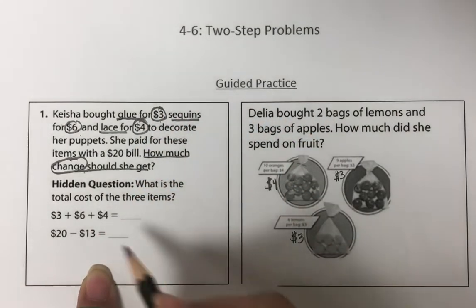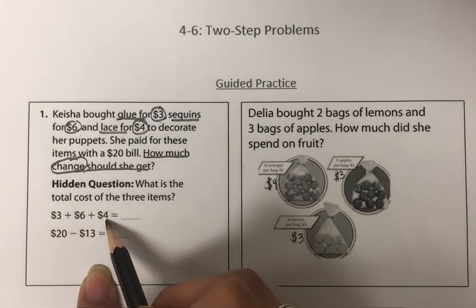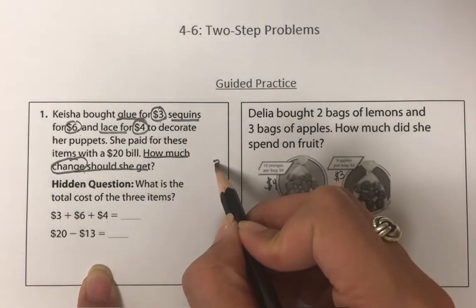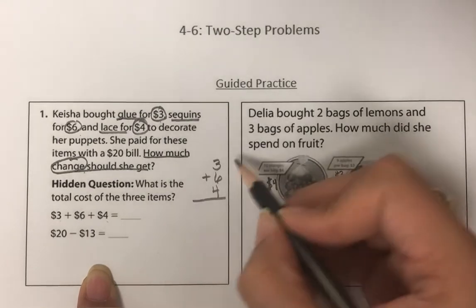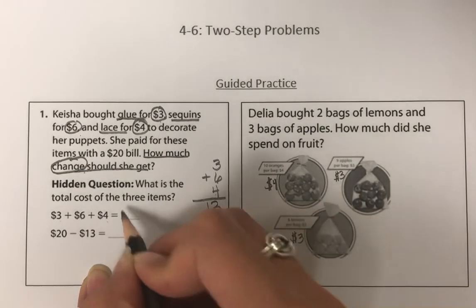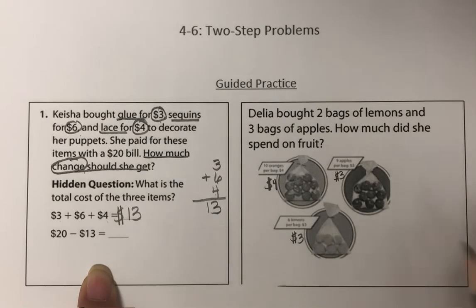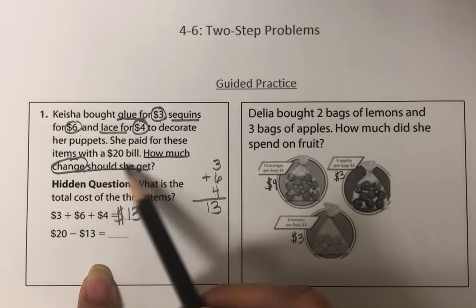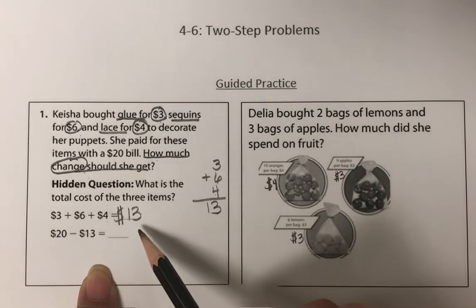So step 1, we need to add 3 plus 6 plus 4. Three plus 6 plus 4 is 13. 13 is our total amount. Now that's not the answer to the amount of change that she should get, but this is the answer to the hidden question. We first had to calculate the total amount of money that she spent. Now we can figure out the change.